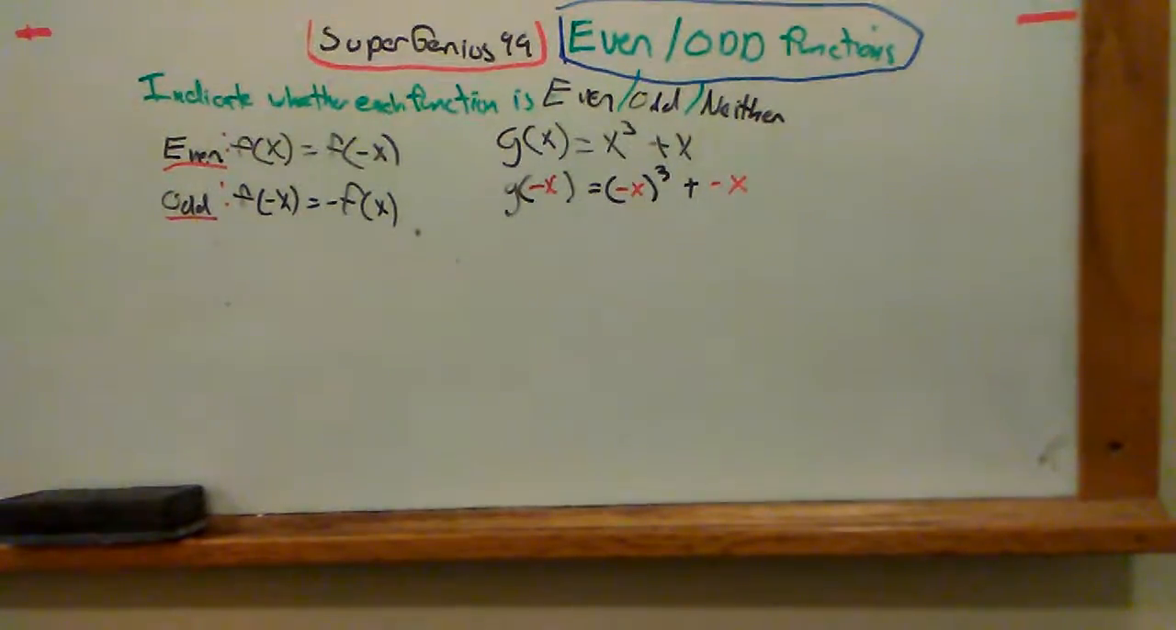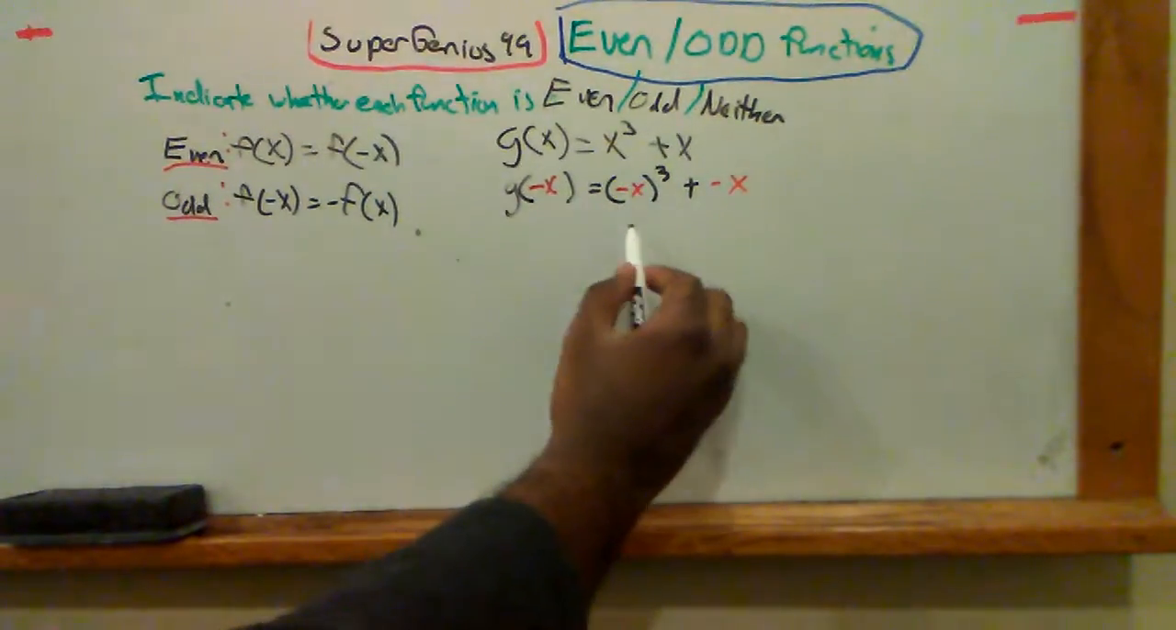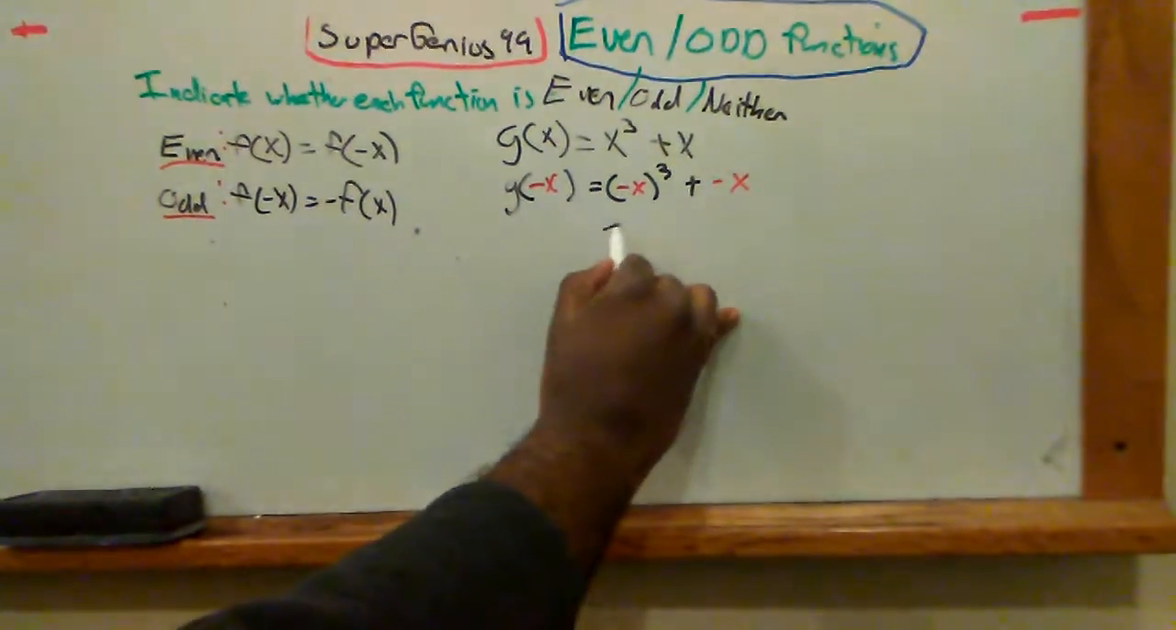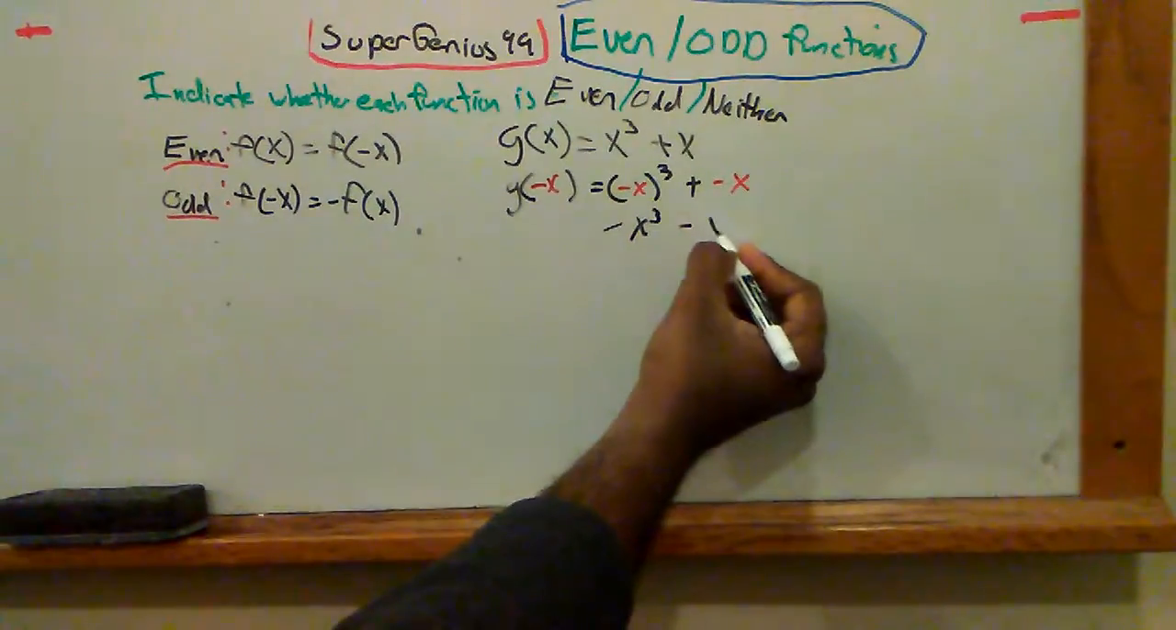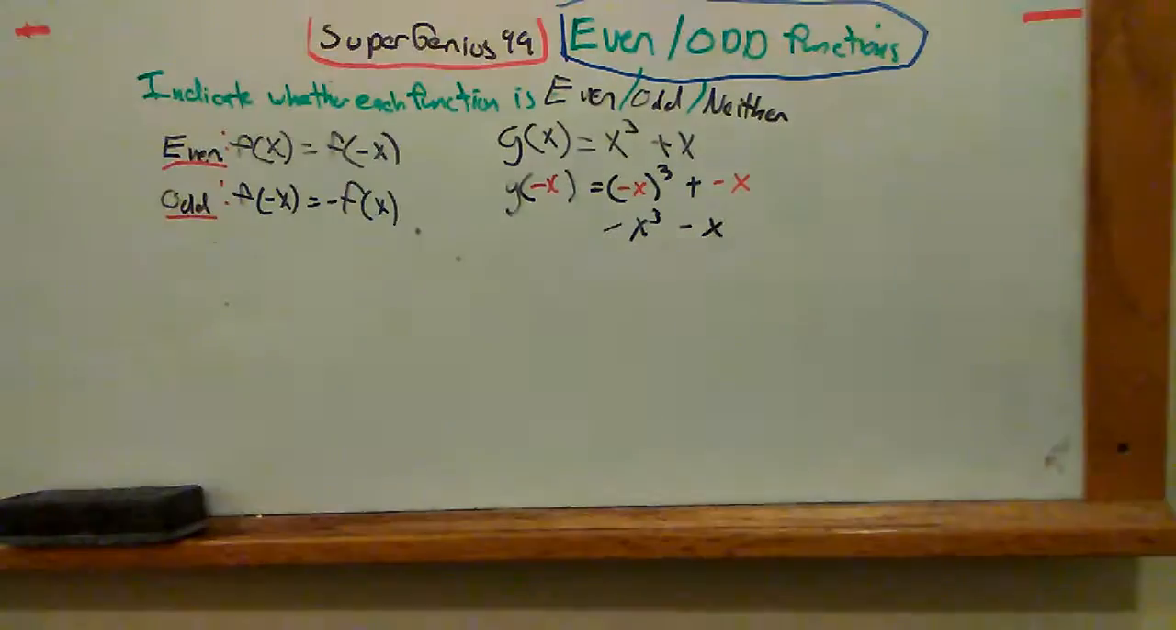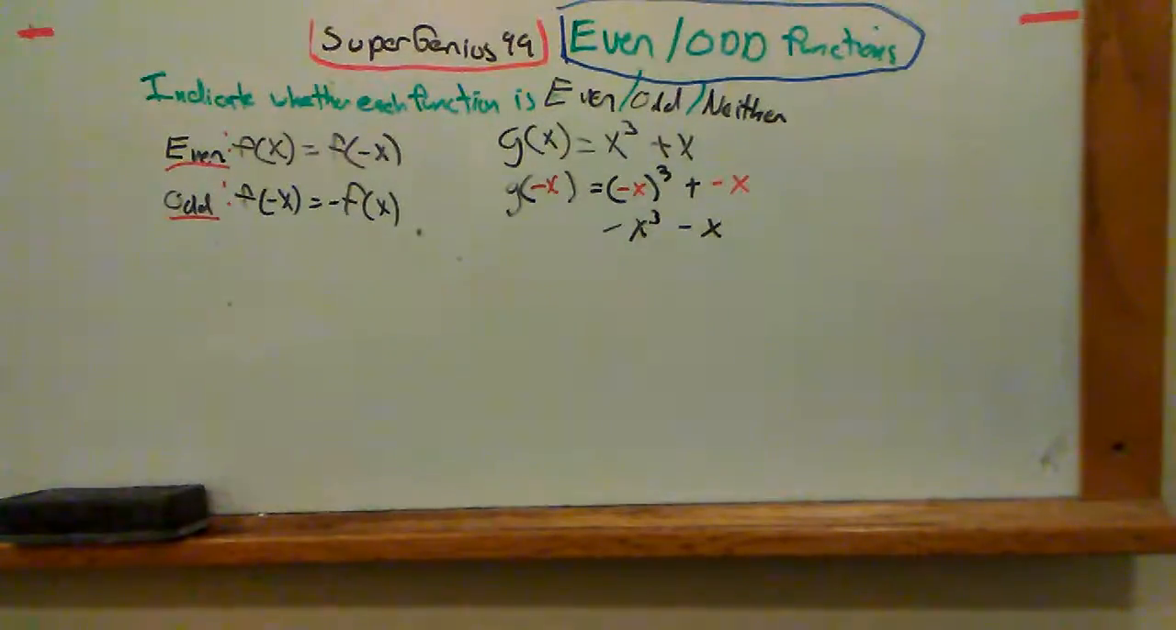All right, so I'm plugging negative x into my g of x. So what happens when I cube negative x? I get negative x cubed minus negative x. So obviously, this function is not even because when I plugged in a negative x, I did not get the same function back. So it's clearly not even.